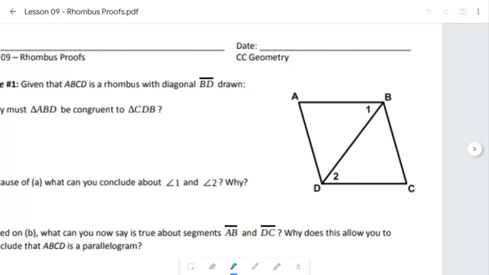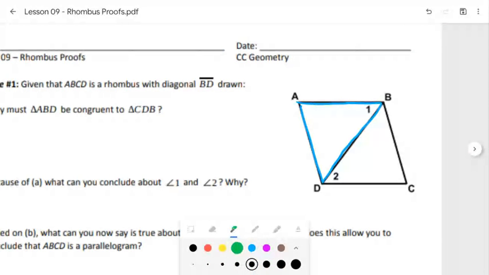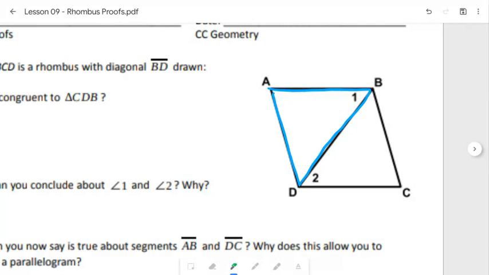So just to remind ourselves, ABD would be this triangle here, and CDB would be this triangle here.